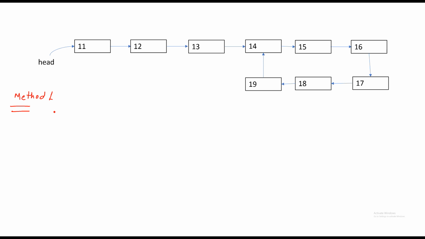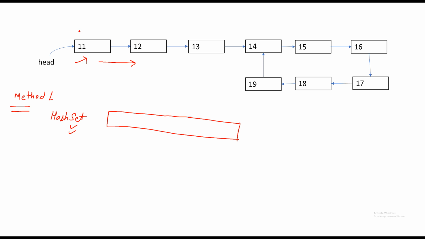Just assume that you are creating a hash set, and initially this hash set will be empty. What we're gonna do is create an empty hash set, and we will traverse the given linked list one by one. Once we go to a node, we will check whether this node is present in the hash set or not. If it is not present, we will add this node to the hash set. So we are going to add the first node, which contains 11. Now again, we will move to the next node, which has 12.